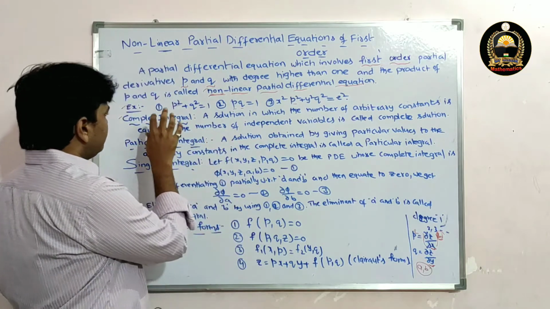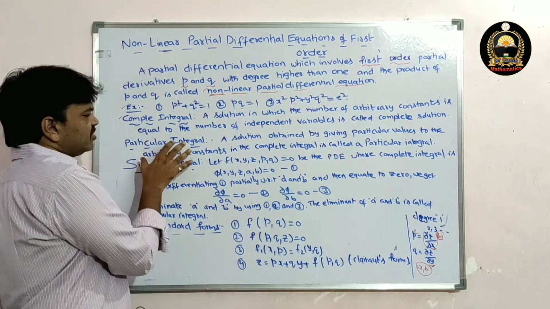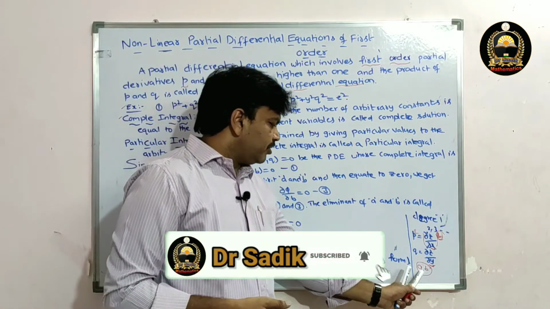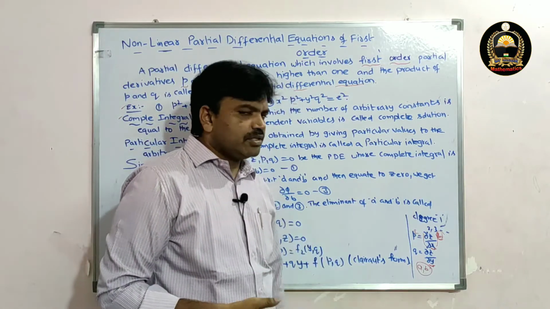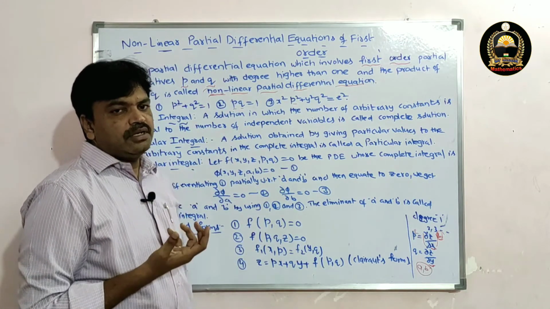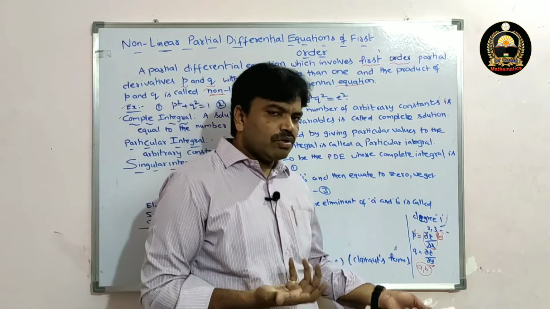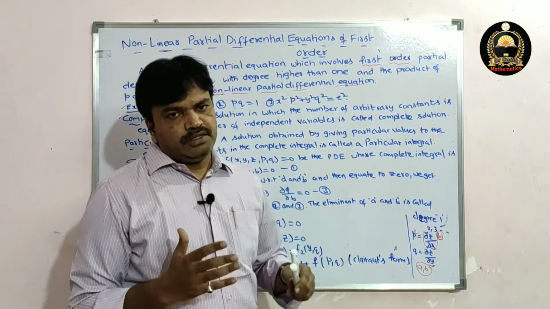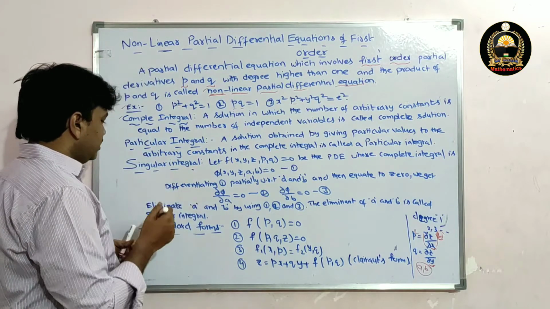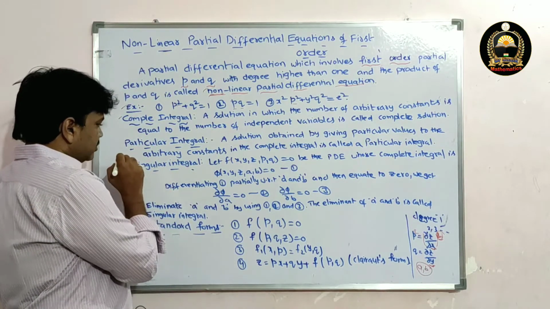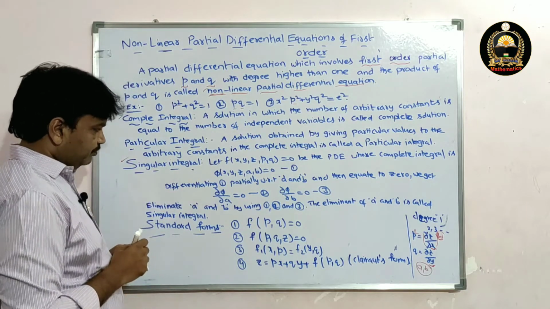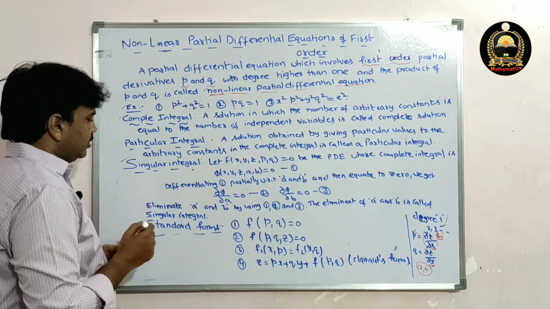This is about complete integral, students. And then particular integral: if we give particular values to the arbitrary constants in the complete integral, it is called particular integral. Suppose a is equal to 1 and b is equal to 2. It is a particular integral or particular solution. But there is a difference, students, in singular integral. This is very, very important, students.